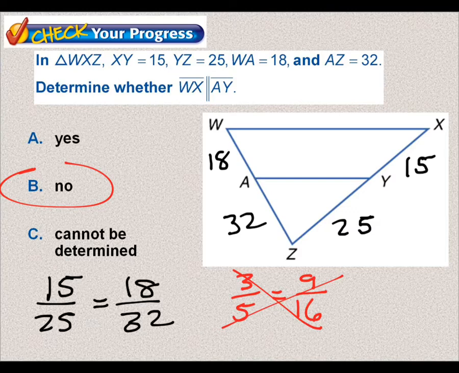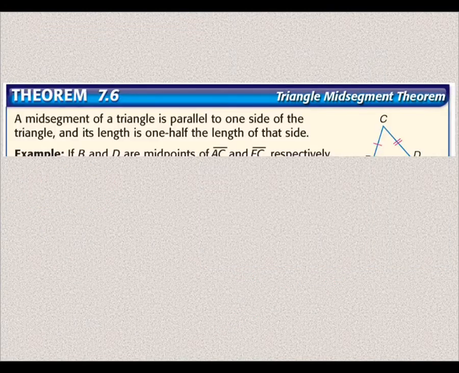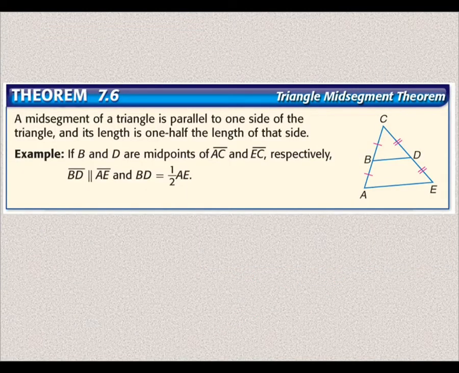Back page there. Next is the triangle mid-segment theorem, 7.6 on your sheet. Remember, like a mid-segment of a trapezoid goes from the midpoints of both legs? The mid-segment of a triangle goes from the midpoint of two of the sides. So the theorem says a mid-segment of a triangle is parallel to one side of the triangle. So in this case, this would be parallel to this.